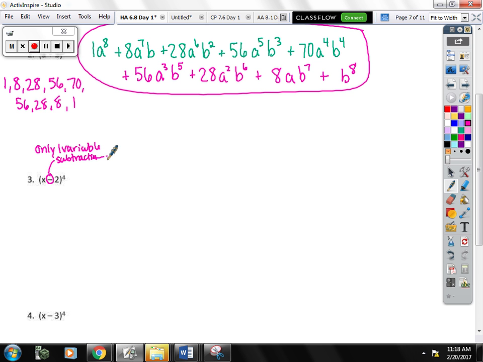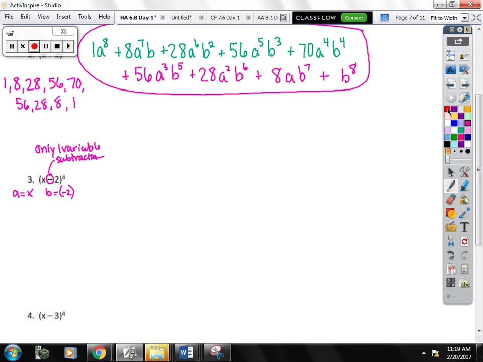All right, so essentially the a will be our x. But instead of putting b into our equations, we're actually going to put a -2, and I would use parentheses around it. This is because the binomial has a subtraction, so it's almost like x plus a -2.